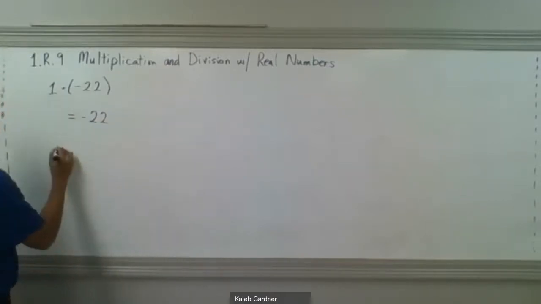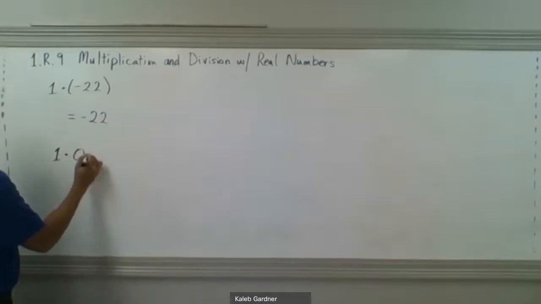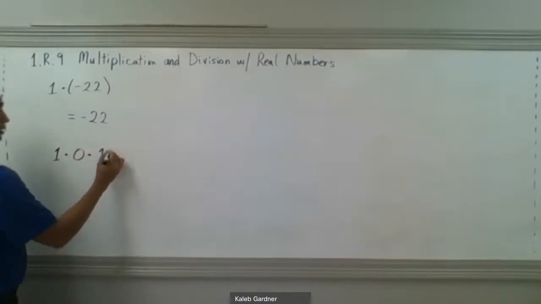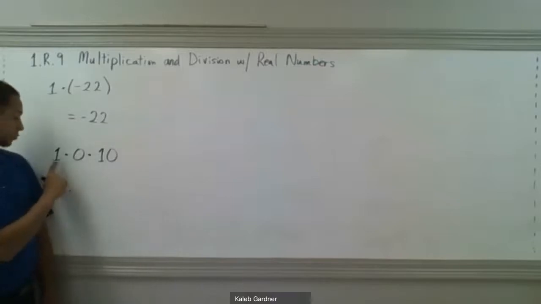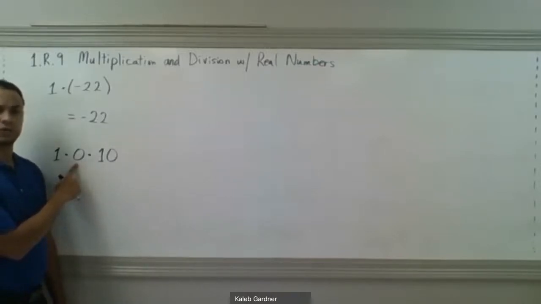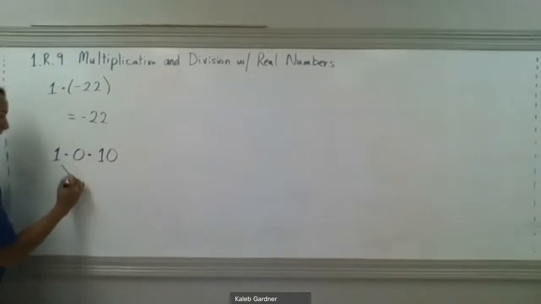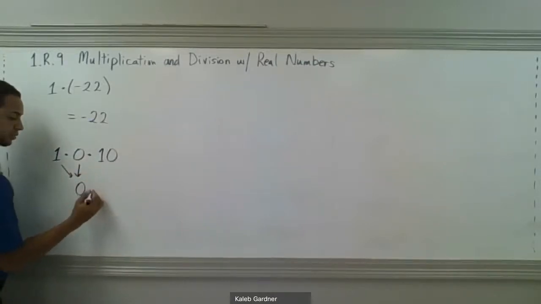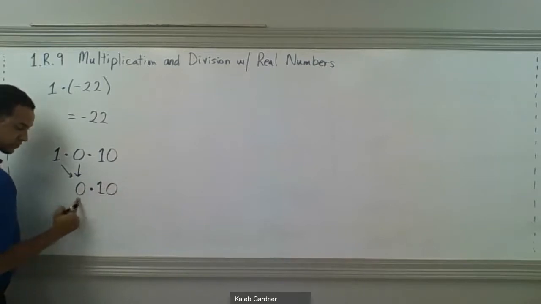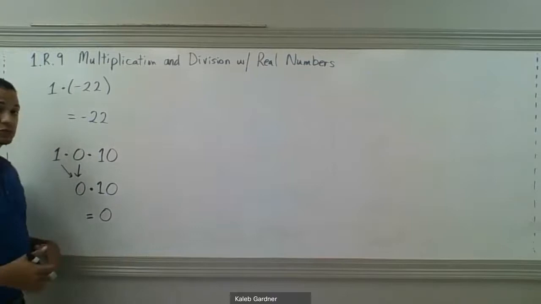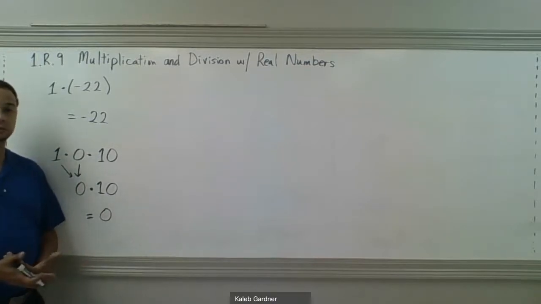How about 1 times 0 times 10? A positive times 0 is neither positive nor negative. What happens here? Well, anything times 0 is 0 by default. So 1 times 0 is 0. 0 times anything again is 0. So our final answer is just 0. Anytime you multiply 0 times anything, you'll get 0 as the result.